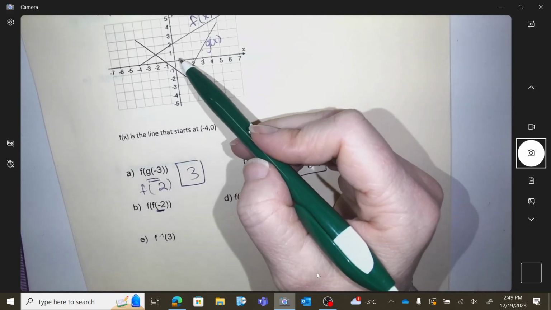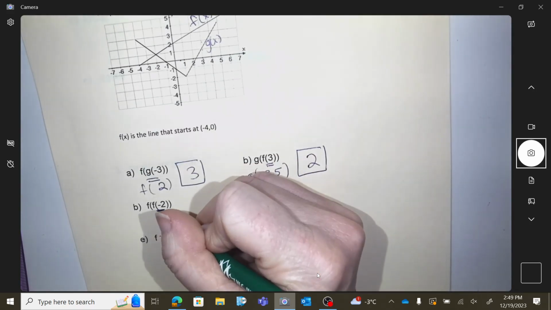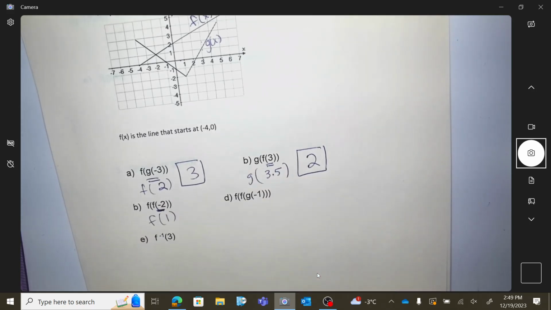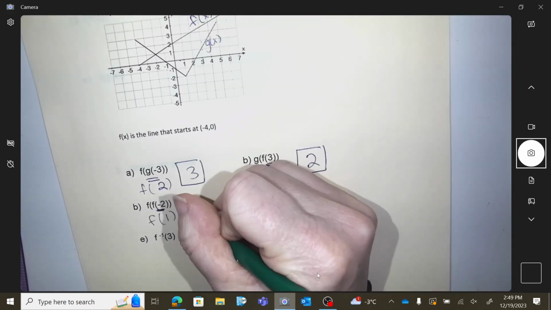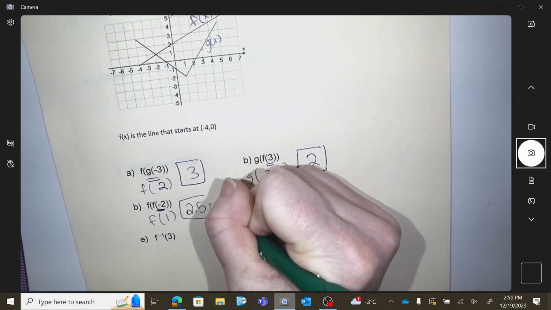-2 on the line. What's the height? 1. Okay, you're back into the F. So you go back to the line. If you go over to a 1, your height is 2.5.